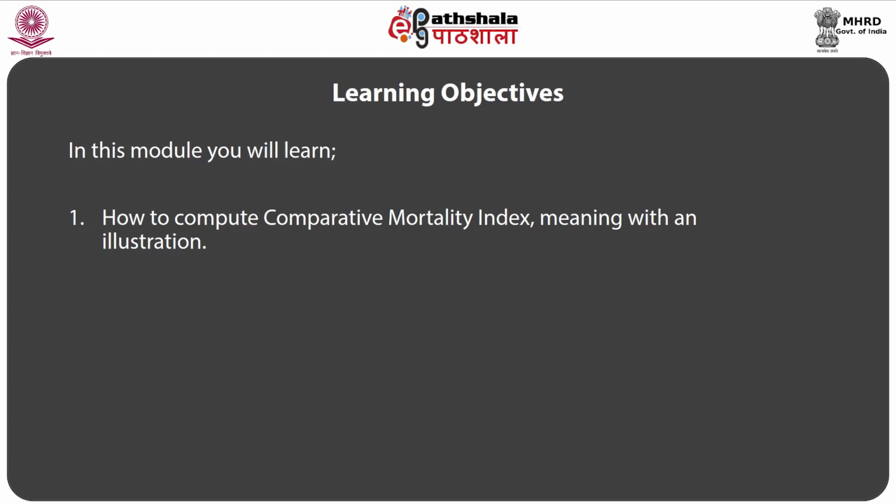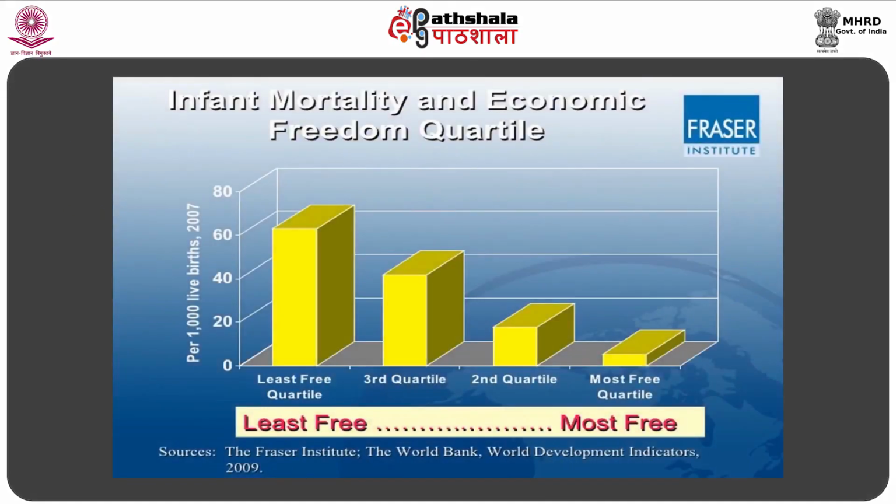Here you will be seeing infant mortality and economic freedom quartile. If you see on the left side, least freedom quartile, infant mortality is very high. Third quartile, infant mortality is a little less. And if you see the moderate freedom quartile, you will find infant mortality is low. That means from the least to moderate freedom quartile, it is very much declining over the quartiles.